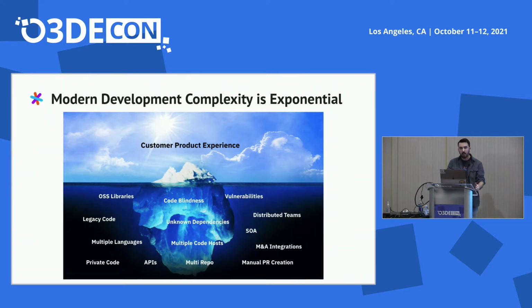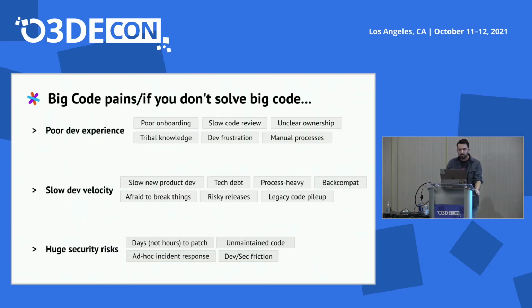And we're going to show you how Sourcegraph does that. But the pain points that you experience, and I'm sure a lot of you can probably relate to some of these on this slide, if you don't solve this big code problem, you see these problems pop up across things like poor developer experience. So that trickles down to poor onboarding and taking longer to ramp up and understand the code you're working on. The code review process tends to be slower and take a little bit longer. There's unclear ownership of who owns which aspects of the code base. It slows down developer velocity, right?